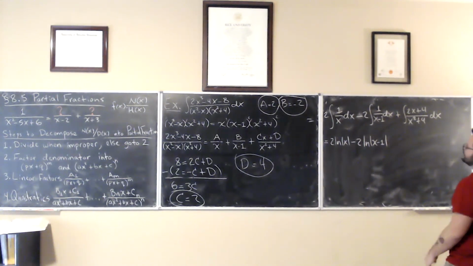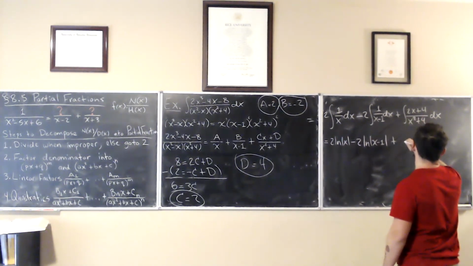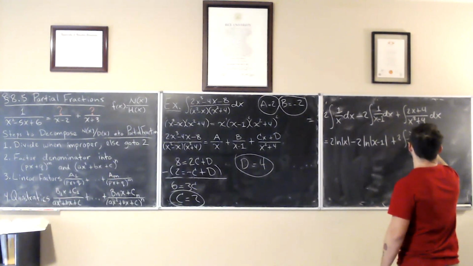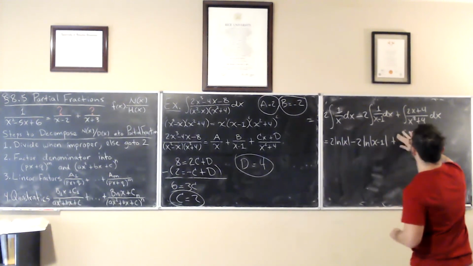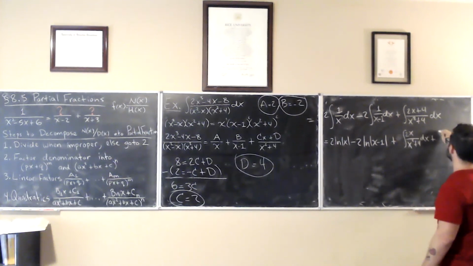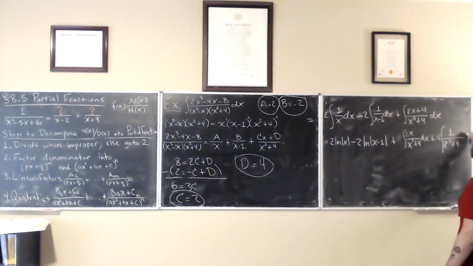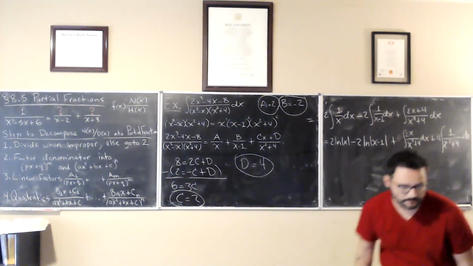we should actually expand this more. So this would become, hopefully you can see this. Actually, I'll leave the 2 in there because it works out fine. 2x plus 4 times the integral of 1 over x squared plus 4 dx. Hopefully y'all can read that.